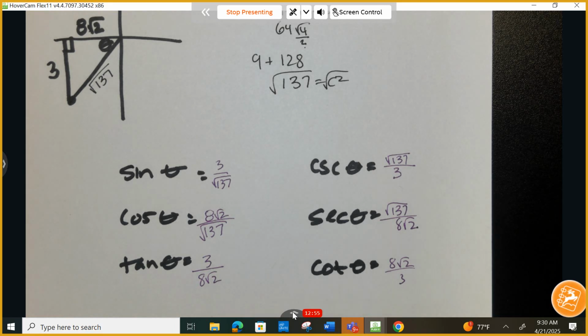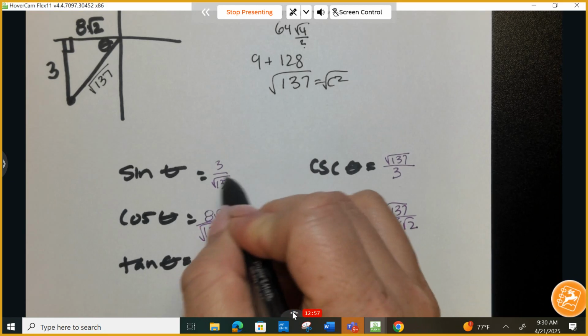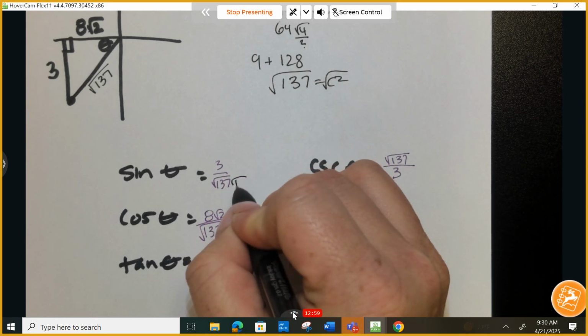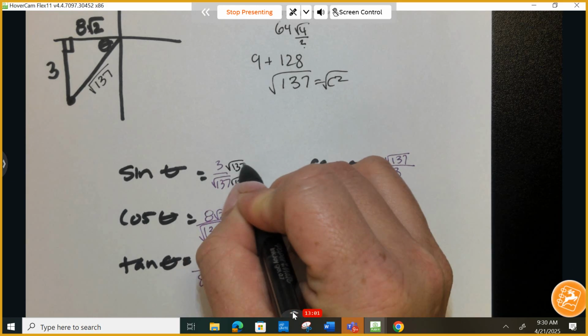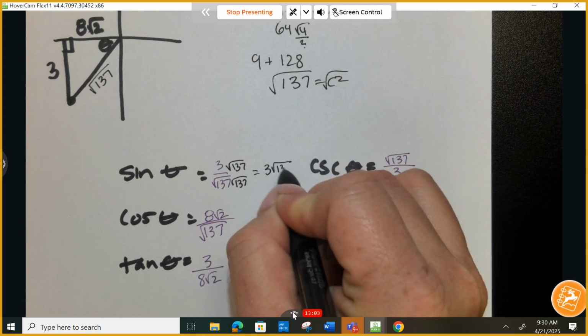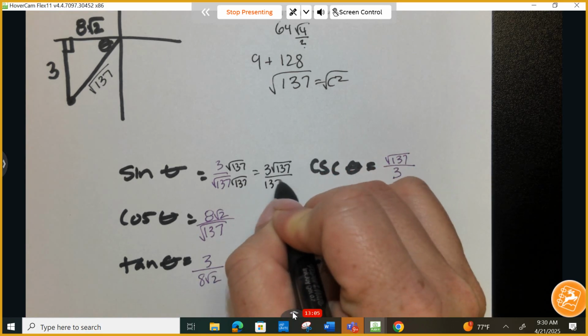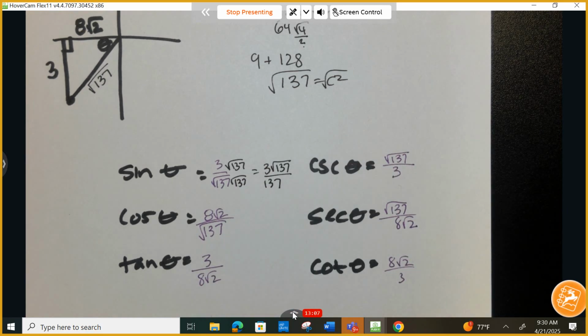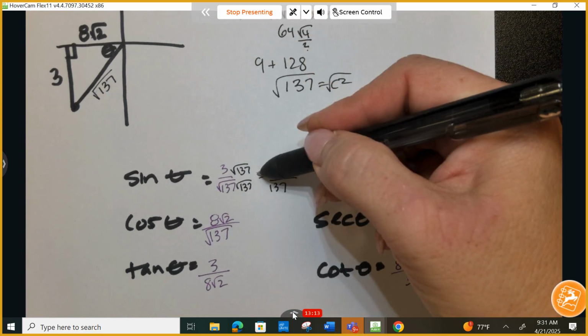Now it's time to make these pretty. So I have the square root of 137. I'm going to multiply the top and bottom by the square root of 137. I get 3 times the square root of 137 over 137. Now what I need to make sure about is I see 3 numbers: 3, the square root of 137, and 137. I already know this cannot be broken down any further.